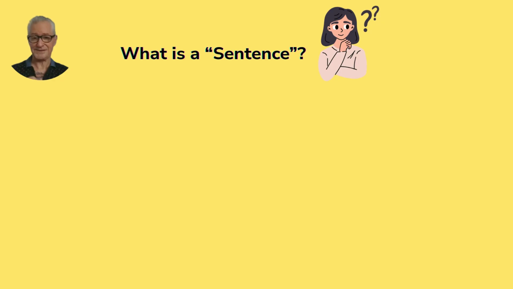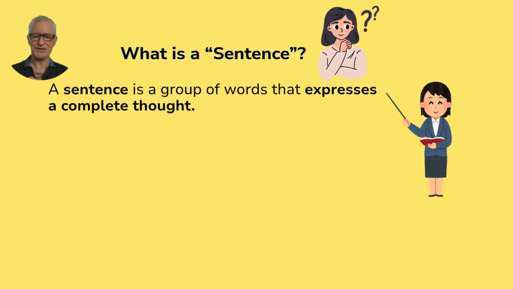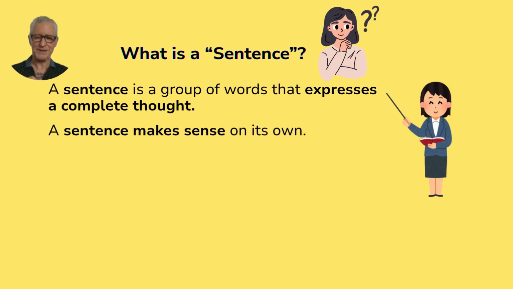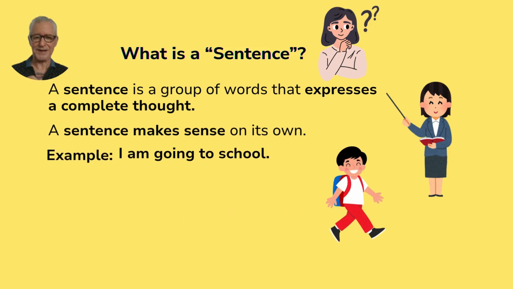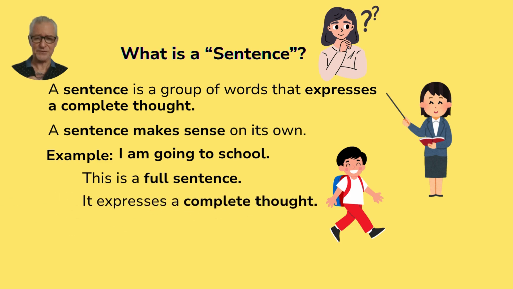What is a sentence? Okay, a definition is, a sentence is a group of words that expresses a complete thought. In simple English, that means a sentence makes sense on its own, needs no other sentences, no other words to clarify what it means. An example, I am going to school. This is a full sentence, it expresses a complete thought, and it makes sense on its own. You need no other details to understand what it means.